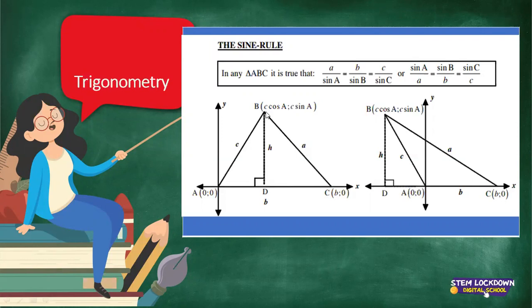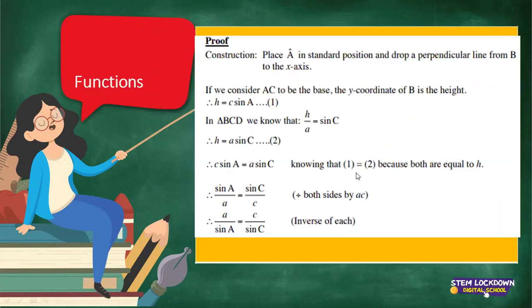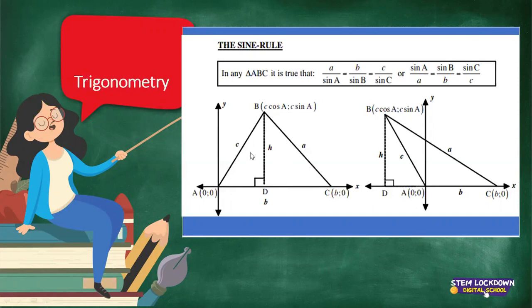To find that, we need to understand that the y value here will be our h. Our x value will be AD. So to find our y value here, what do you do? You're going to use our sine rule, our SOHCAHTOA again.